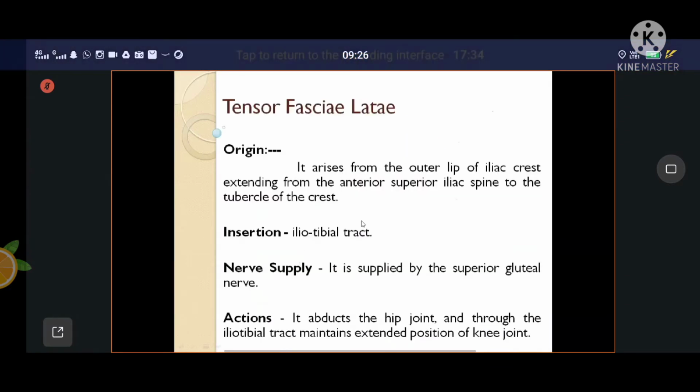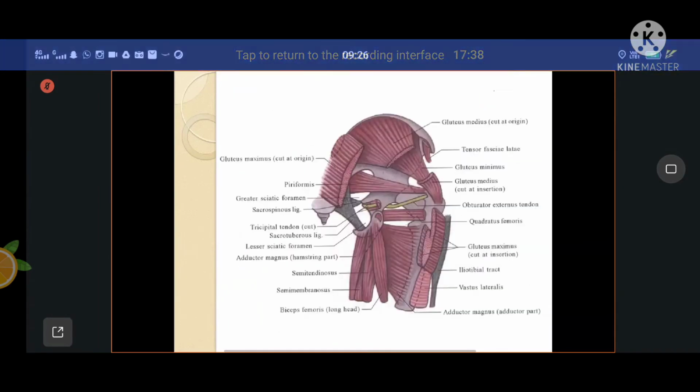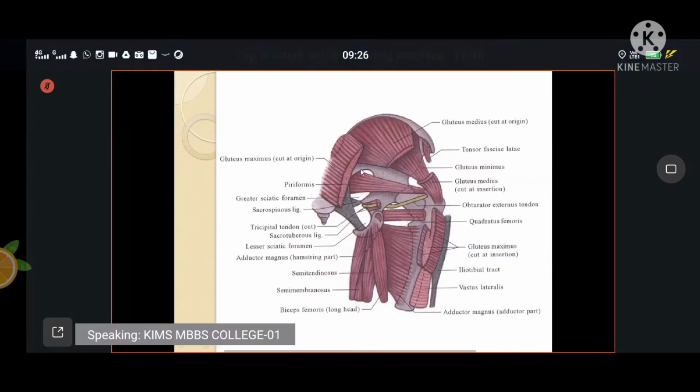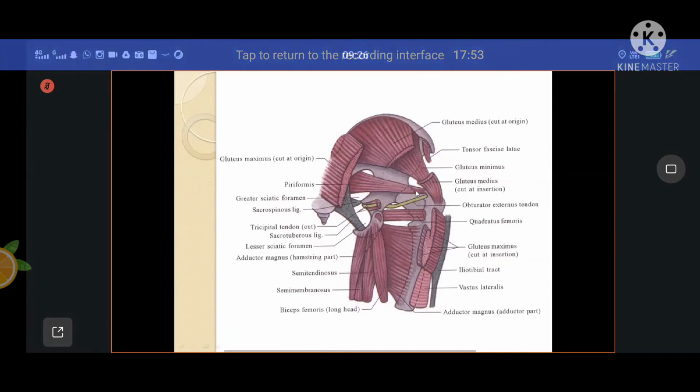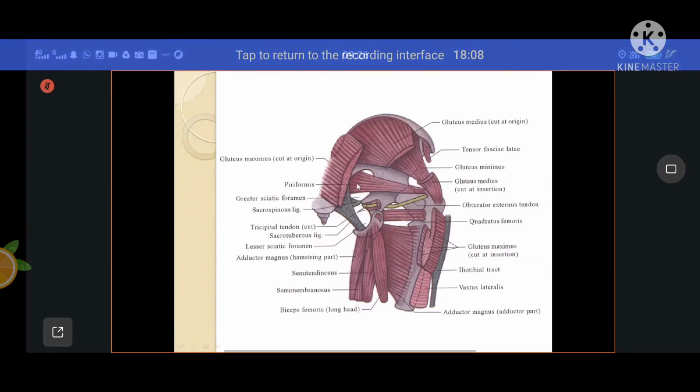Now once we cut this gluteus maximus muscle, what are the other muscles which we are going to see? The first and the important muscle, the key muscle in the gluteal region, is the piriformis muscle. What is this muscle? Piriformis muscle, right? So the piriformis muscle is the key muscle in the gluteal region. So where is the origin of the piriformis muscle? The origin is from the sacrum, right? From the anterior aspect of the sacrum.